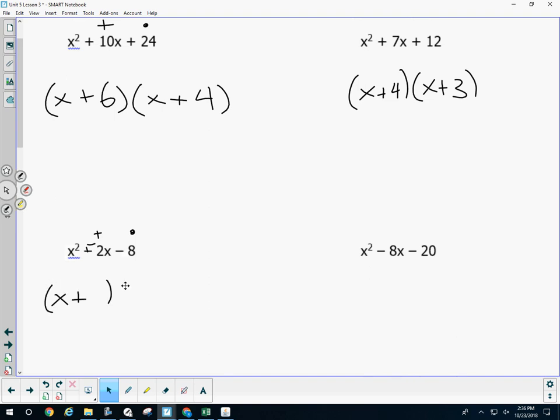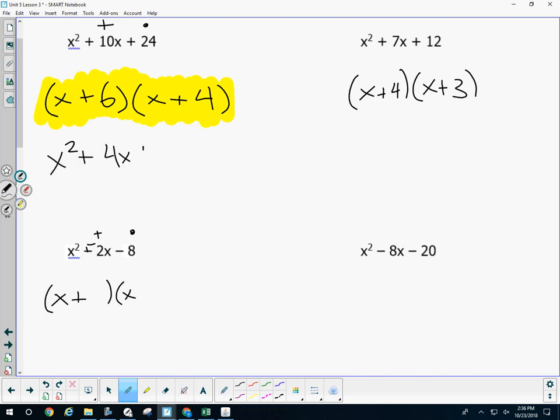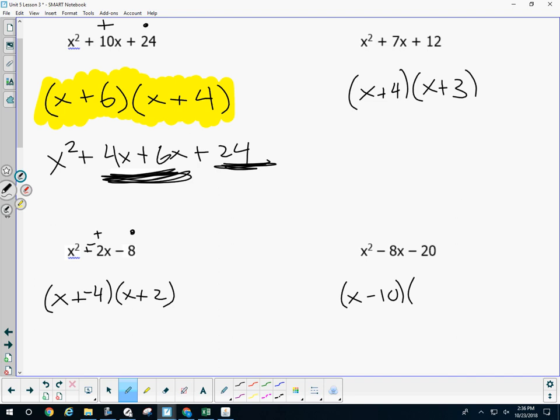We have to add to the middle number. You tell me. Yeah, it's x minus 4. And if you are unsure, Mr. MacArthur, what can you do? Think about when you multiply this out. X squared plus 4x plus 6x plus 24, right? You add them to get the middle number. You multiply to get the last one. This would be a -4 and a +2. This would be a -10 and a +2.